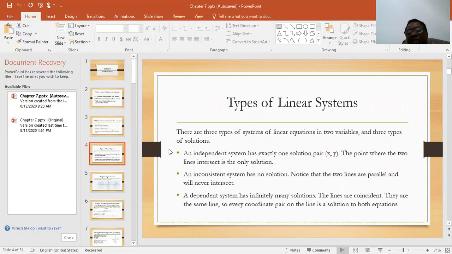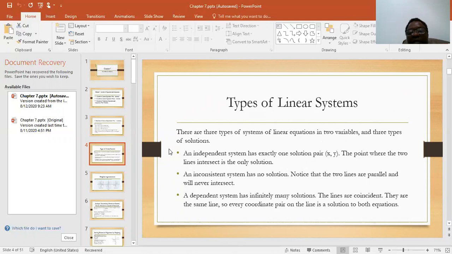There are 3 types of systems of linear equations in 2 variables and 3 types of solution. An independent system has exactly one solution, a pair (x, y). The point where the 2 lines intersect on a graph is the solution. An inconsistent system has no solution. In this case, the 2 lines are parallel, so they will never meet.